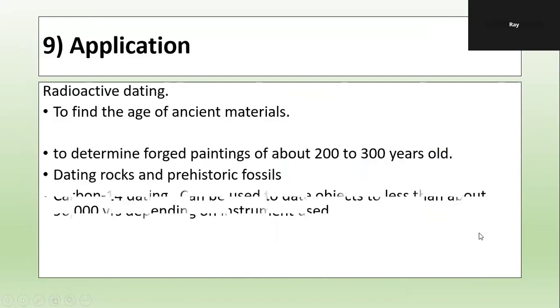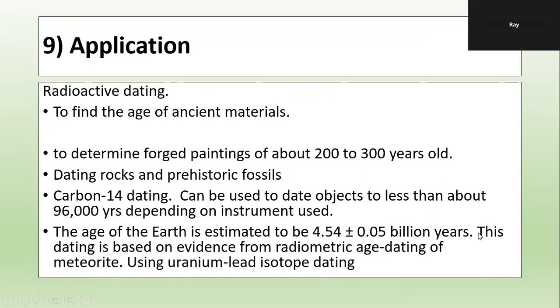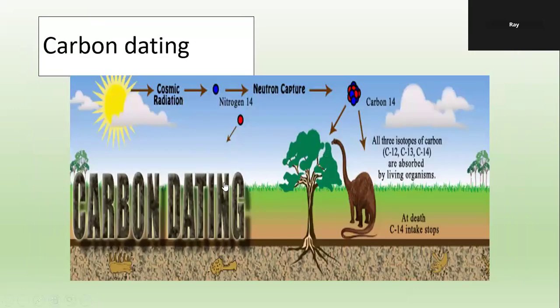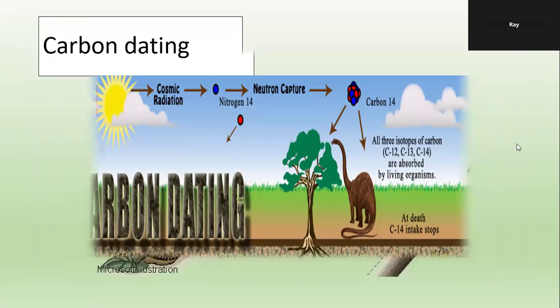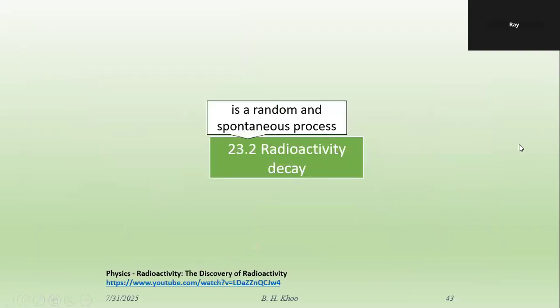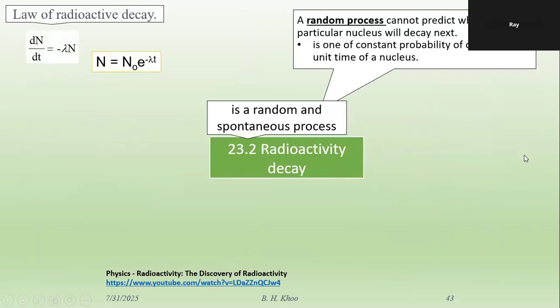Application is for your info only. You can read yourself. It won't be asked, but it is related to physics calculation. Cosmic rays collide with nitrogen. Neutron capture produces carbon-14. It is taken up by plants. Animals eat the plants. The body becomes radioactive. So we have summarized for you.